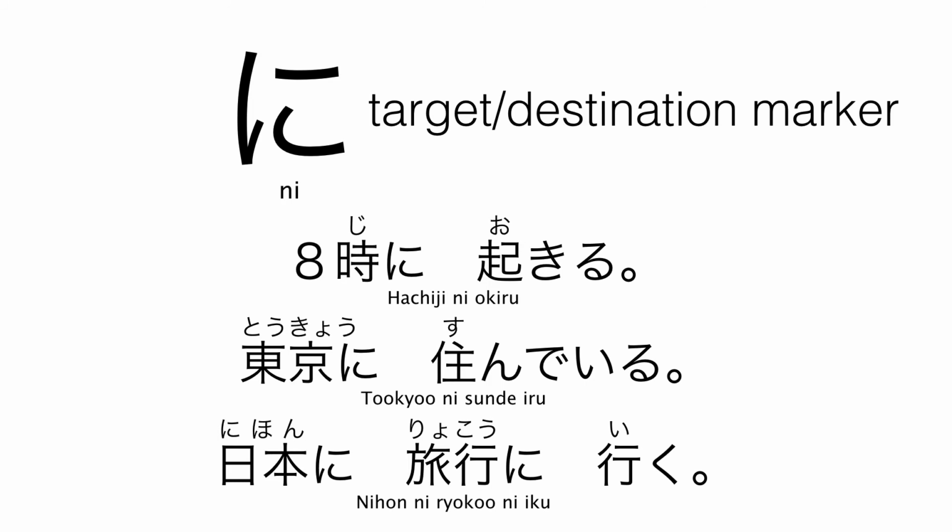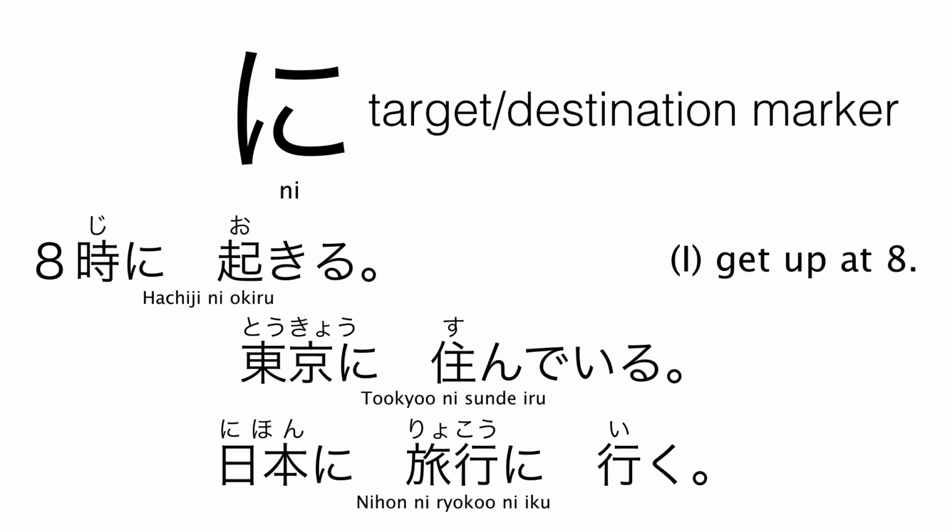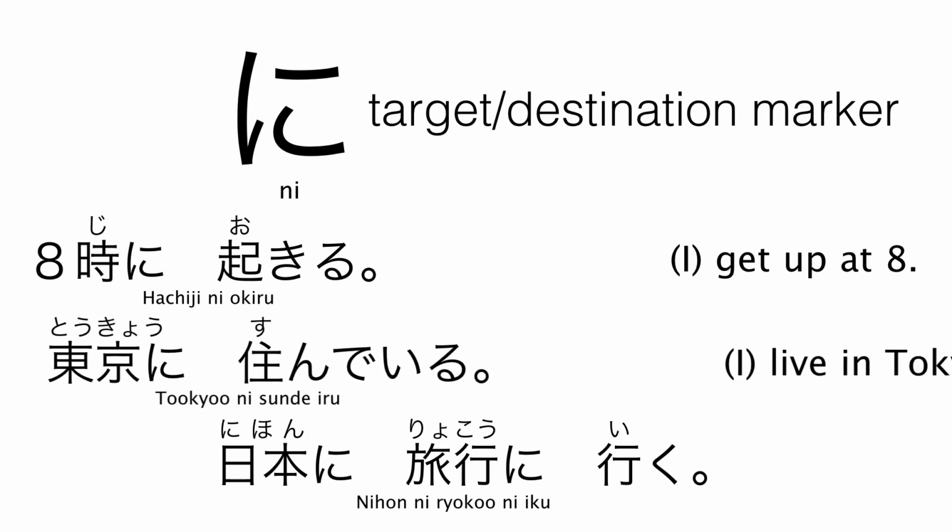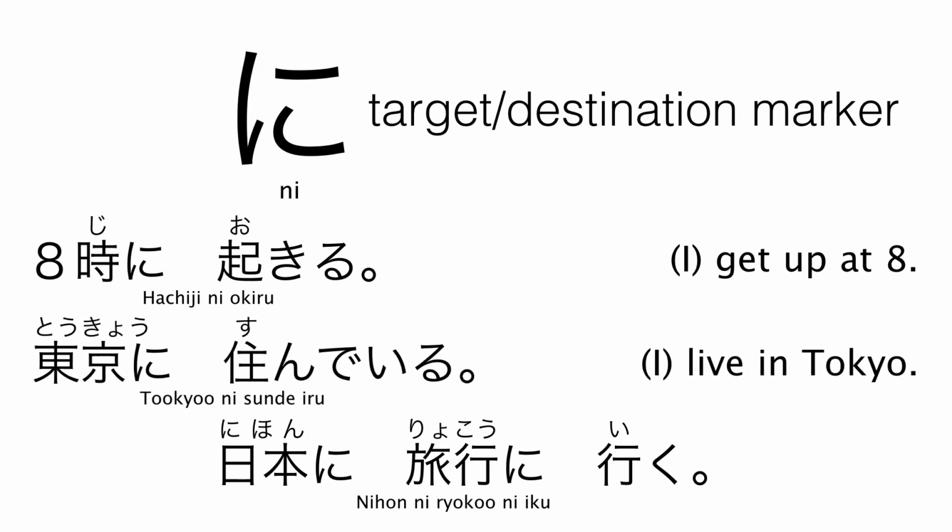In the first example, 8時に起きる, the subject I here is omitted, 私 is omitted, and に marks the time, 8時, or 8 o'clock, because that's the point in time at which your action of getting up is directed. So 8時に起きる means I get up at 8. The second sentence, 東京に住んでいる. Tokyo is a place, the capital. 住んでいる is a present continuous form of 住む, to live. And the subject here is omitted as usual, so it means I live in Tokyo. Notice this に cannot be replaced by the へ particle because remember, へ only marks the direction and not the final destination as a result of your movement.